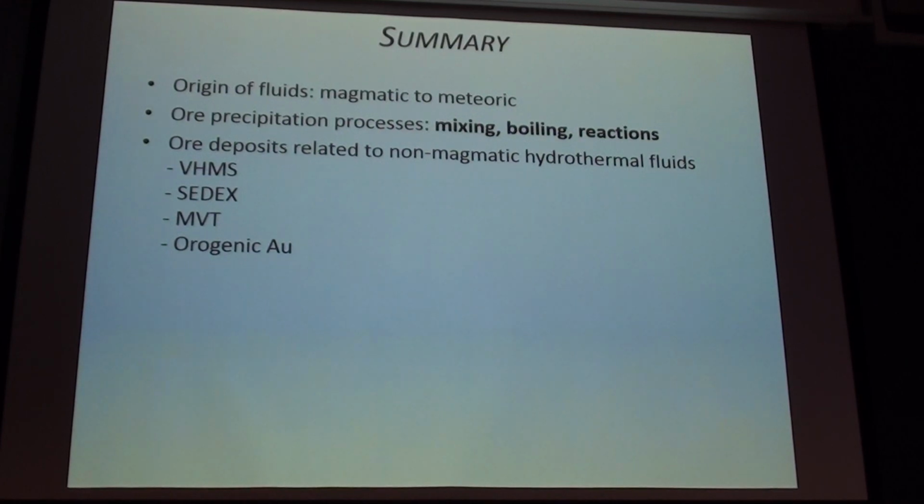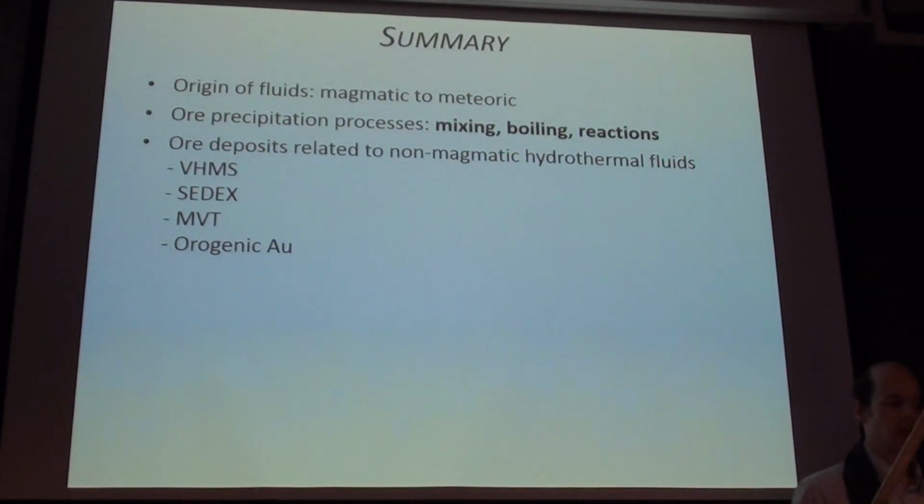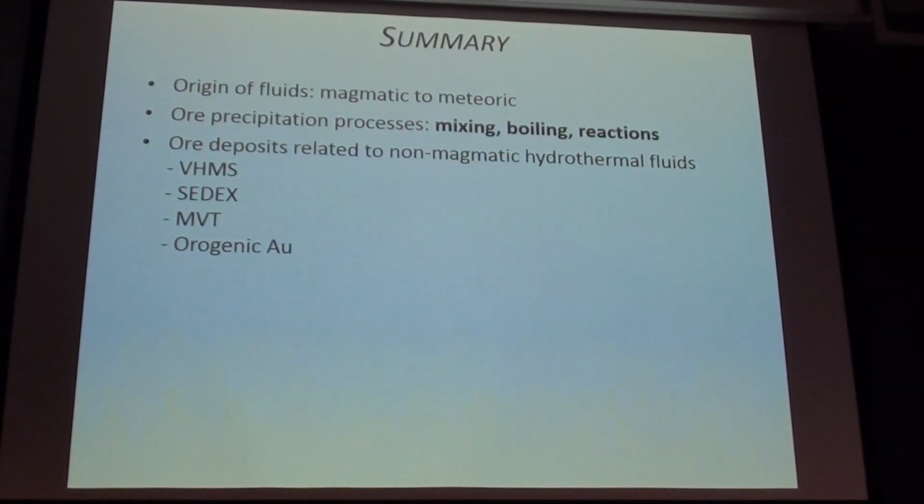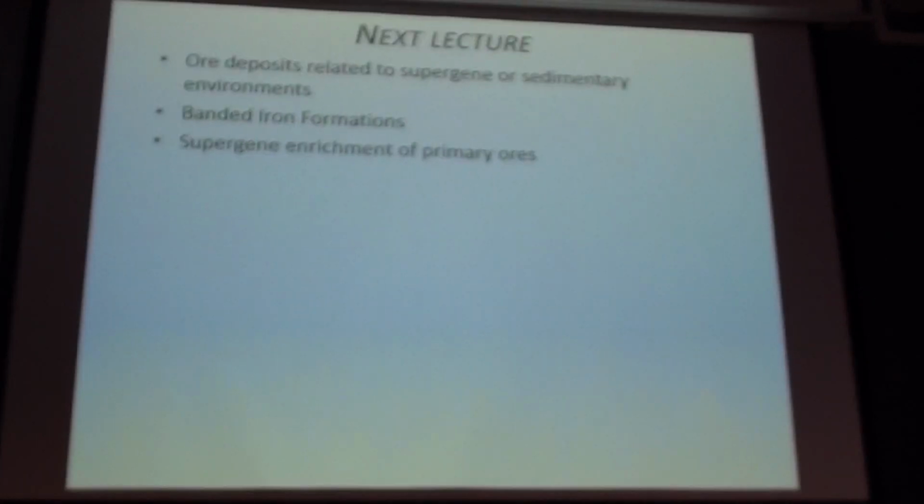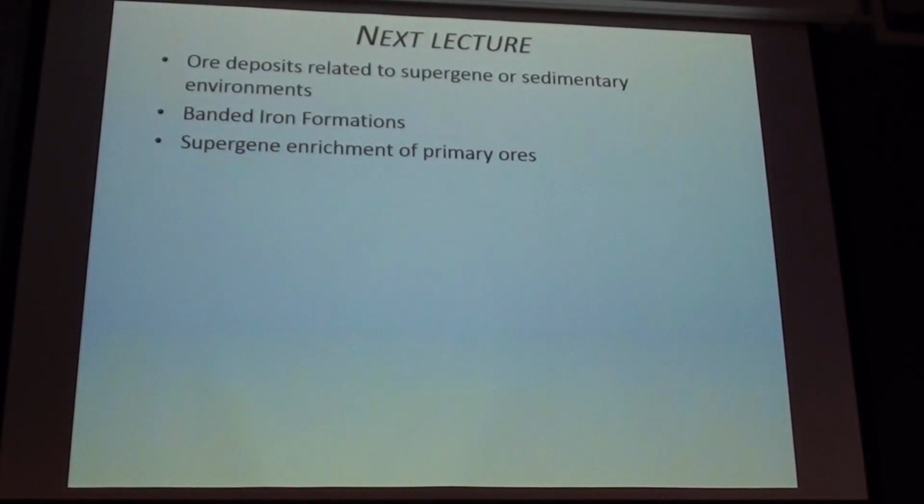So we looked at today the origin of fluids and the processes that cause basically all precipitation, whether mixing, boiling, or reaction with the host rock. That leads then to all these different deposit types depending on the setting and what causes the precipitation mechanism. And next lecture on Monday, we'll be looking at all deposits related to supergene or sedimentary environments, such as banded iron formations, not to be confused with ultimate, and supergene origin and primary gold.